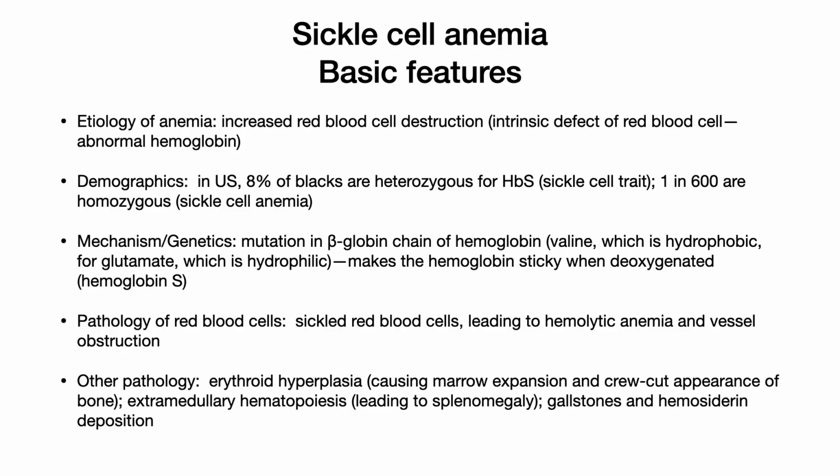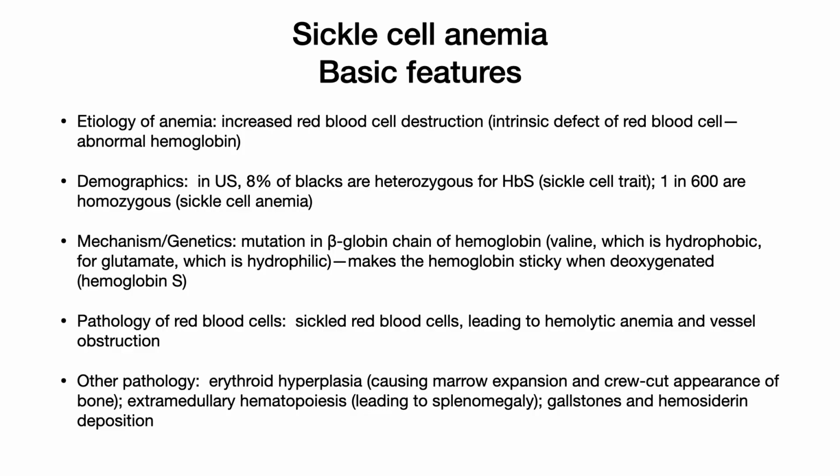So the mechanism: it's a mutation in the beta globin chain that substitutes valine for glutamate, and it's on the outside of it. Glutamate is normally hydrophilic, and it's on the outside where you want the hydrophilic residues. But if you put valine in its place, which is hydrophobic, that's abnormal. Now you have a hydrophobic residue in the middle of all these hydrophilic ones, and it just makes the cell sticky.